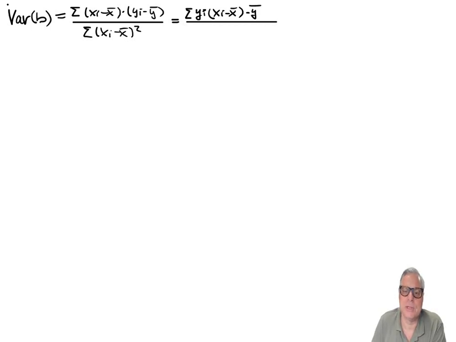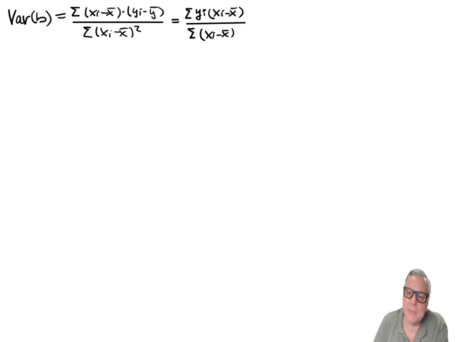And then if I already put the sum sign in front of xi minus x bar, I get the sum of xi minus x bar. But the sum of xi minus x bar, that's the sum of all the deviations from the mean, we know they are 0. So that's why we can cancel that. And our formula simplifies a little bit to the sum of yi times xi minus x bar over the sum of xi minus x bar squared.